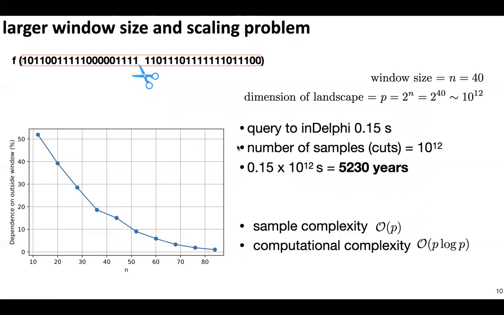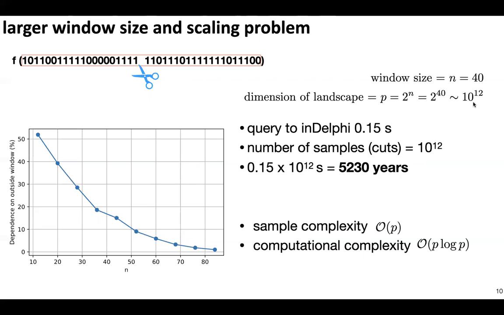But if you look at the right side, you realize that the dimension of the problem grows exponentially with n. In particular, for n equal to 40, you will need to query the DELPHI software 10 to the power 12 times. It takes about 5,000 years to do this inference. So even using parallelization, it's impossible to get all the samples in silico, let alone doing this in an experiment.